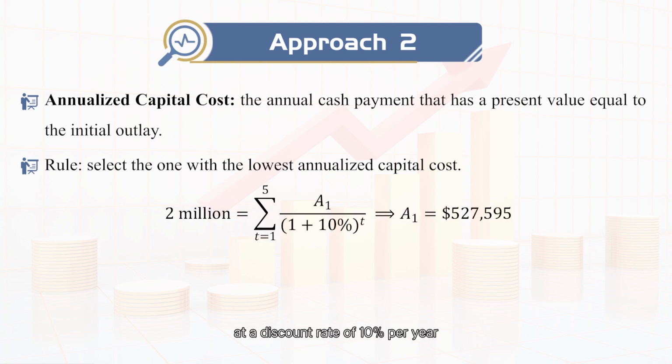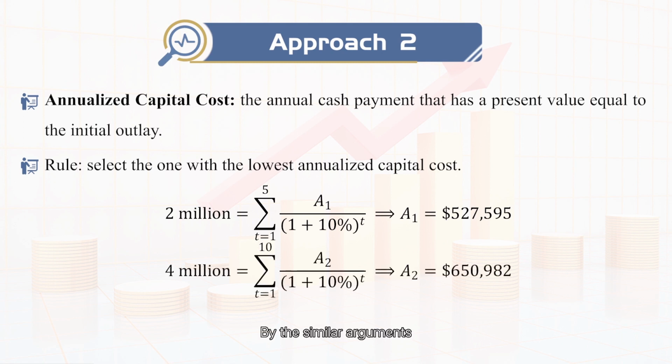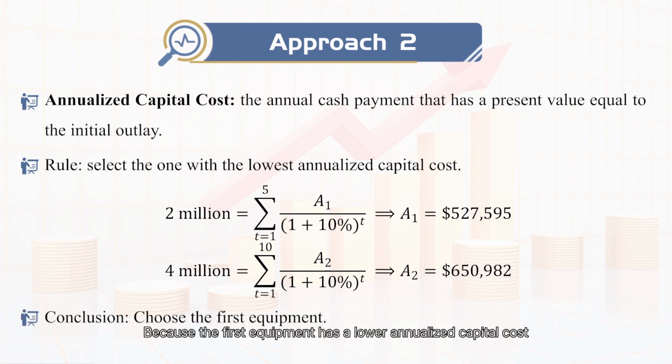In our example, at a discount rate of 10% per year, setting the $2 million initial capital outlay equal to the present value of a 5-year annuity, it is found that the annualized capital cost of the first equipment is $527,595. By similar arguments, the annualized capital cost of the second equipment is obtained as $650,982. Because the first equipment has a lower annualized capital cost, it is the preferred one.